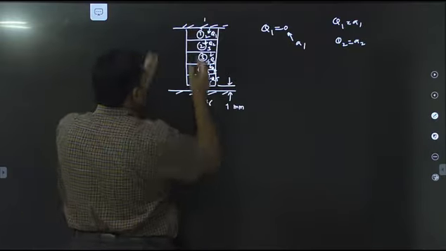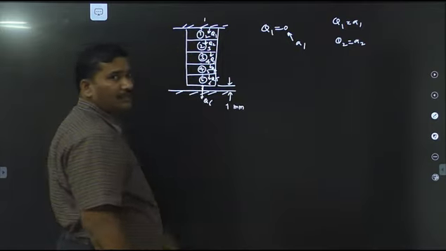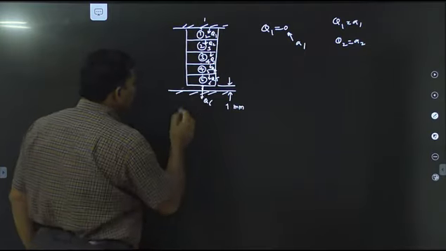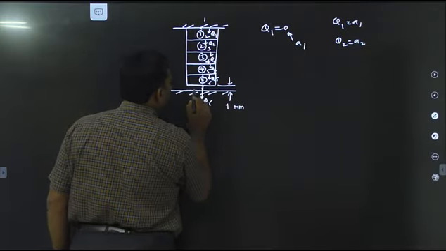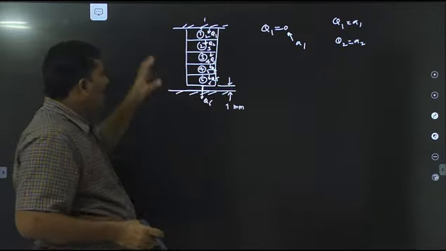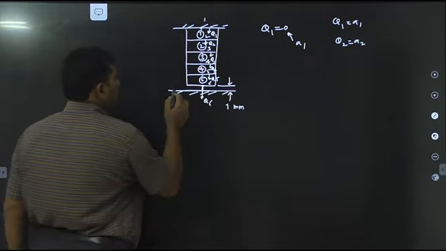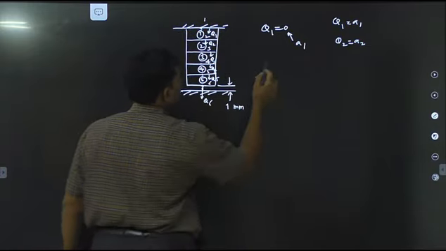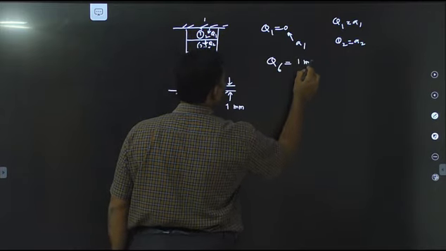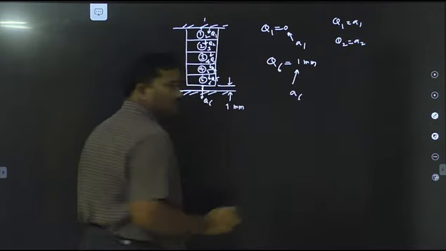And here assume that due to self-weight of this solid and other external forces acting on this solid, this end touches the ground. Then, what is Q6? Q6 equals 1 mm. Therefore, according to our notations, this is A6.